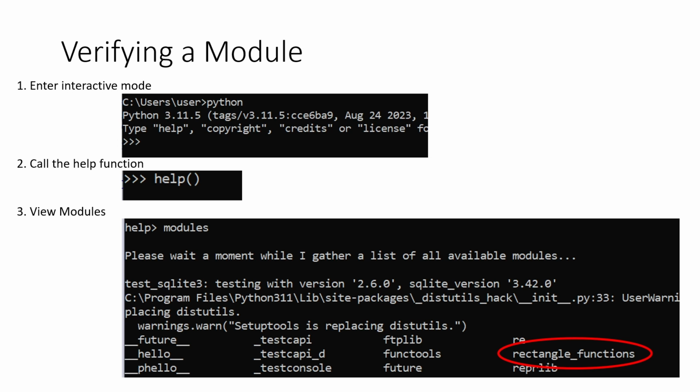Now if I imported a module into Python, then I can verify it by entering the Python interactive mode, simply by typing Python in a command prompt, and then I can call the help function. Help, open parentheses, close parentheses, and then once I'm in the help menu, I can type modules, and it will list all the modules that are installed for this version of Python.